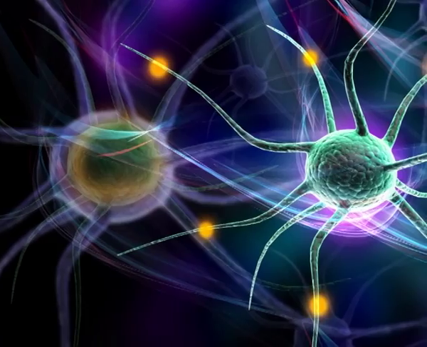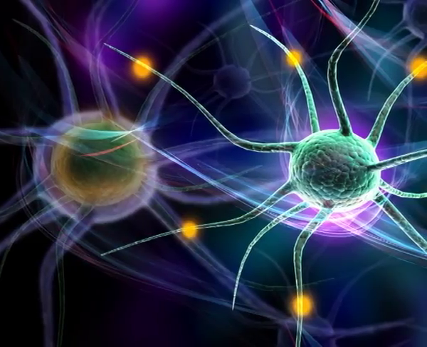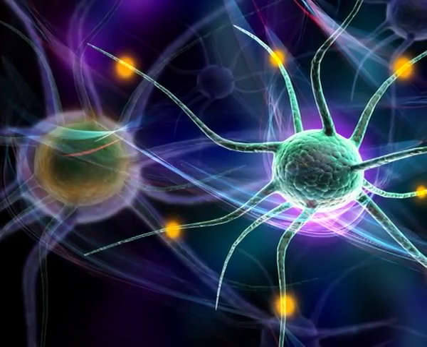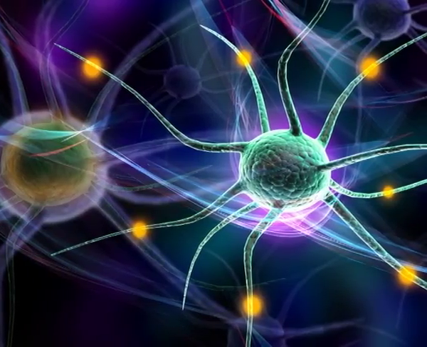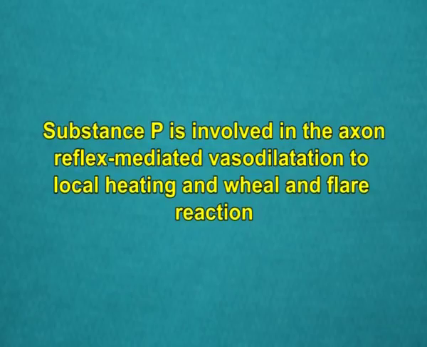Vasodilation. Substance P is a potent vasodilator. Substance P-induced vasodilation is dependent on nitric oxide release. Substance P is involved in axon reflex-mediated vasodilation to local heating and wheal and flare reactions. It has been shown that vasodilation to substance P is dependent on the NK1 receptor located on the endothelium.